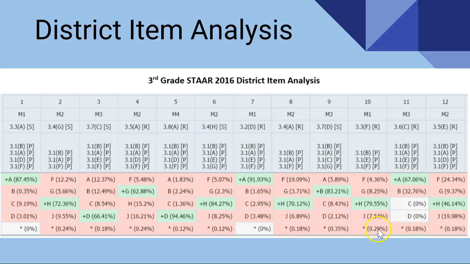Also, you might want to look at the very last row because that shows you the percentage of students who didn't even answer the problem. They left it blank. So always tell them to guesstimate.